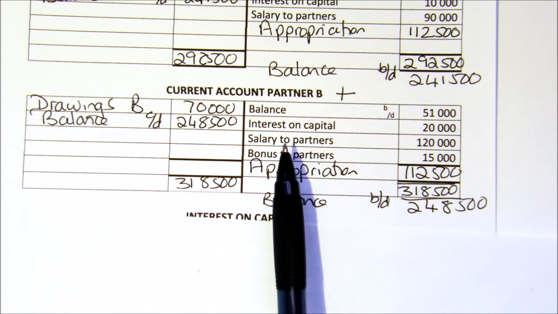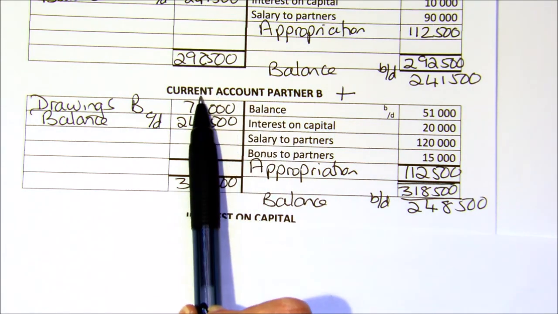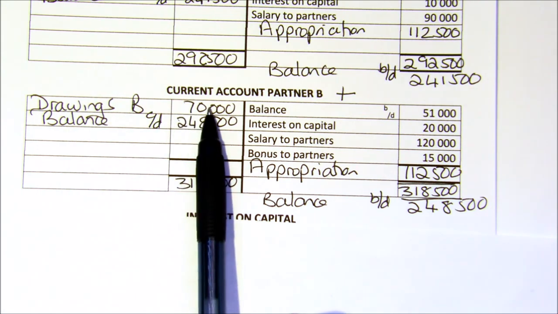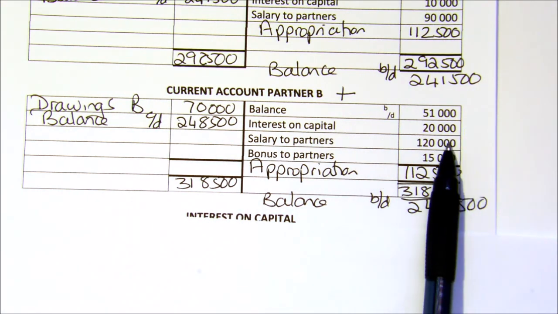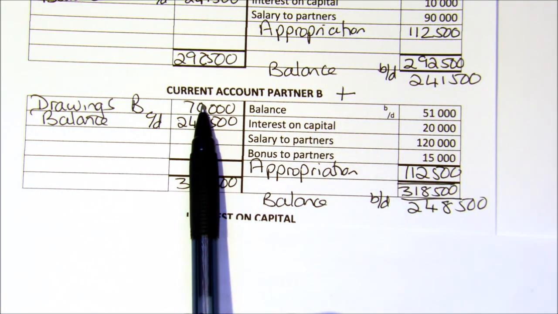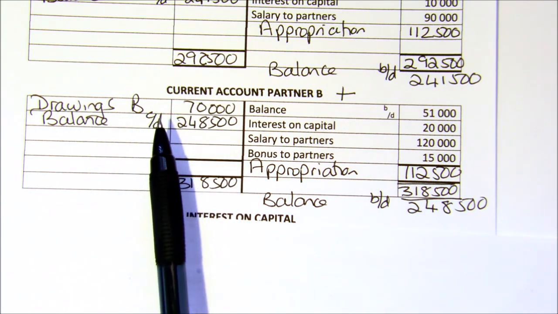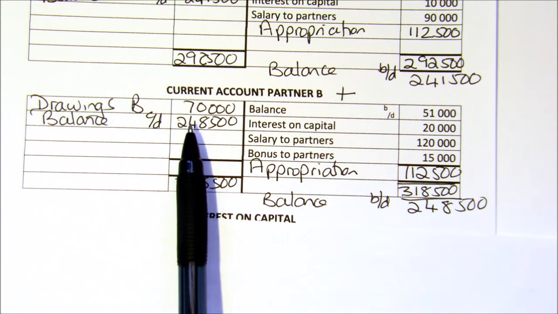Right, it is possible, just as a last thing, that these current accounts could have a debit balance. If a partner drew out more than he was entitled to, then he would have a negative balance. He would have a debit balance, and in fact he would be owing the partnership money.